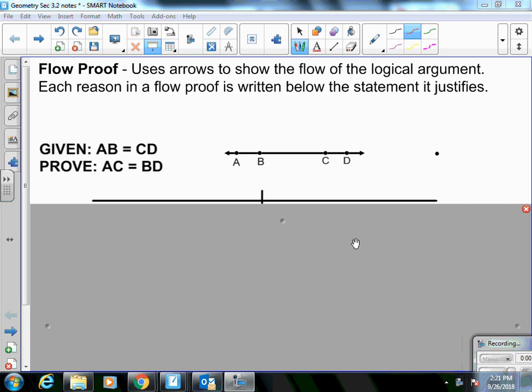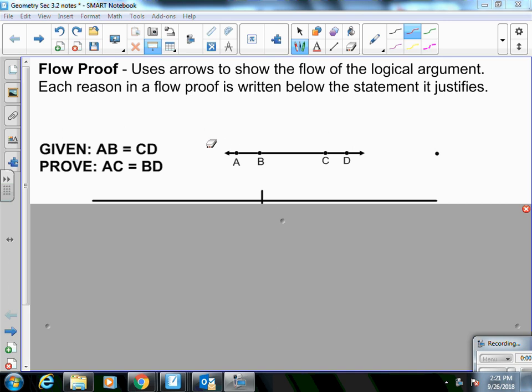Alright, so today we're looking at flow proofs, which use arrows to show the flow of the logical argument. So basically, if you know what a flow chart is, a flow proof is a proof in the format of a flow chart. You're going to have boxes and arrows showing what's connected and what goes where in what order. Each reason in the flow proof is written below the statement it justifies. So you'll have a box with the statement in it, and then the reason goes below it.